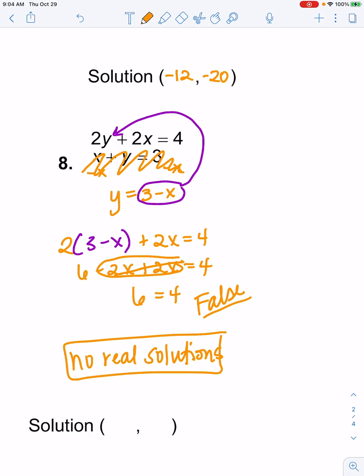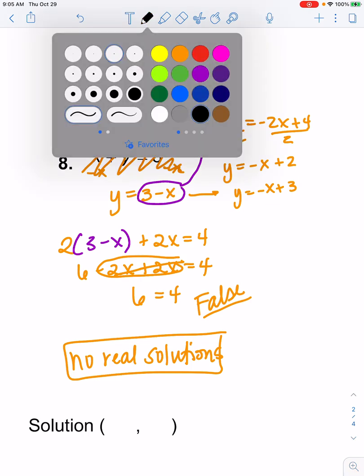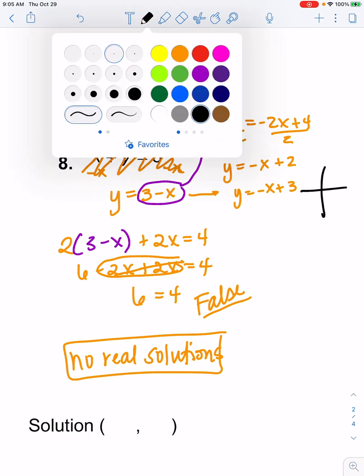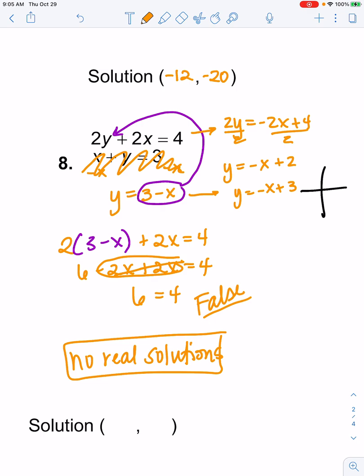So let's just go ahead and solve this first equation for y equals mx plus b and see what happens here. So I'm going to move that 2x over by subtracting it, and I'm going to divide both sides by 2. So y equals negative x plus 2. Well, really, this one is y equals negative x plus 3. Picture those on a graph. If I have two equations that both have a slope of negative 1, one going through 2 and one going through 3, they're never going to touch.